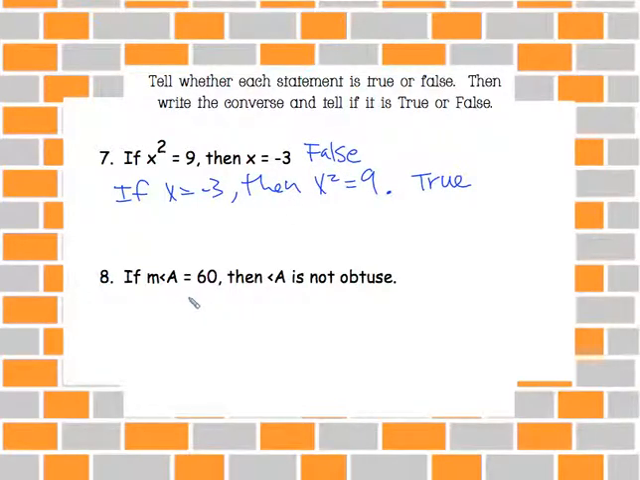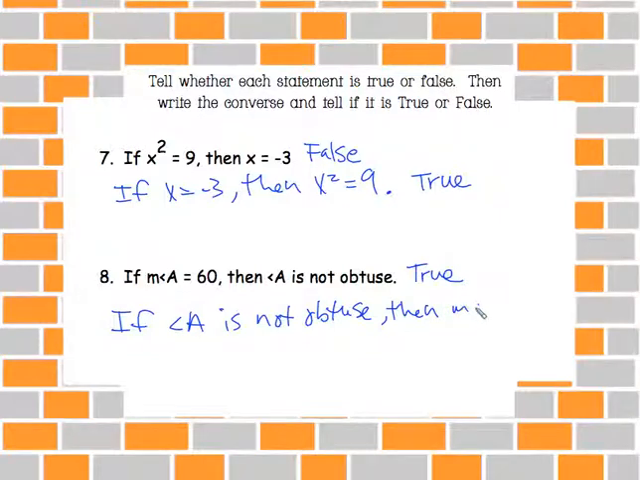If the measure of angle A is 60, then angle A is not obtuse. That is true. If angle A is not obtuse, then the measure of angle A equals 60. That one is false because it could equal anything below 90. So a good counterexample would be like 20. That's not obtuse, but it's not 60.